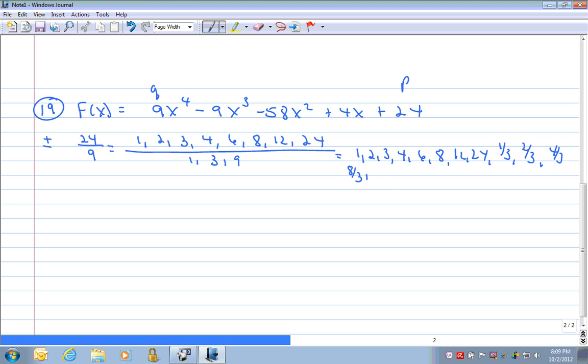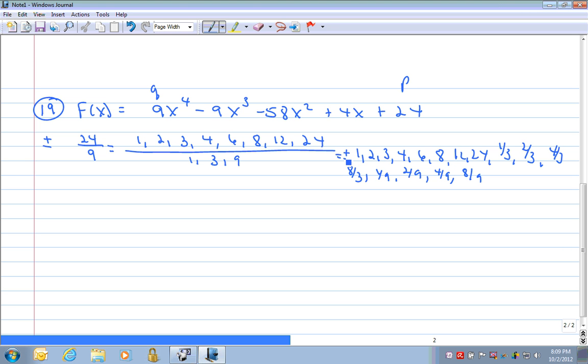Then we go over 9. So we'd have 1/9, 2/9, 3/9 is 1/3, which we've already written, 4/9, 6/9 reduces to 2/3, which we've already written, 8/9, 12/9 will reduce, 3 goes into there, to 4/3, which we already wrote, and then of course 24/9 will reduce to 8/3, which we've already written. So those are our possibilities, and it's all positive and negative.